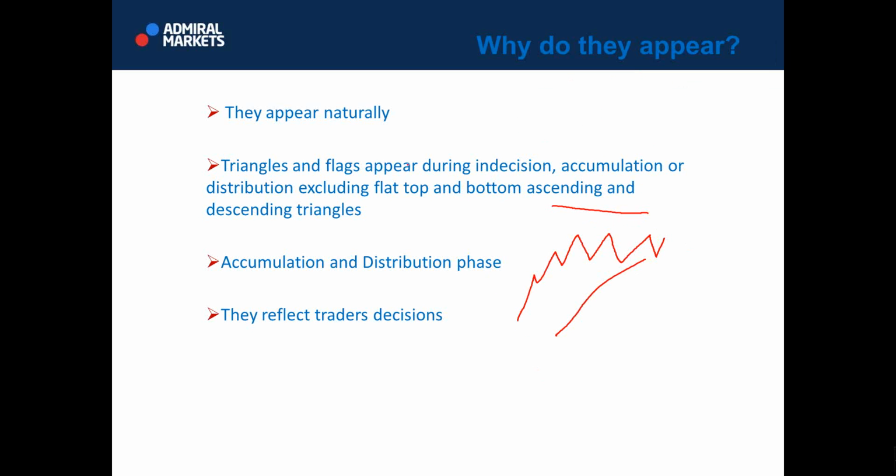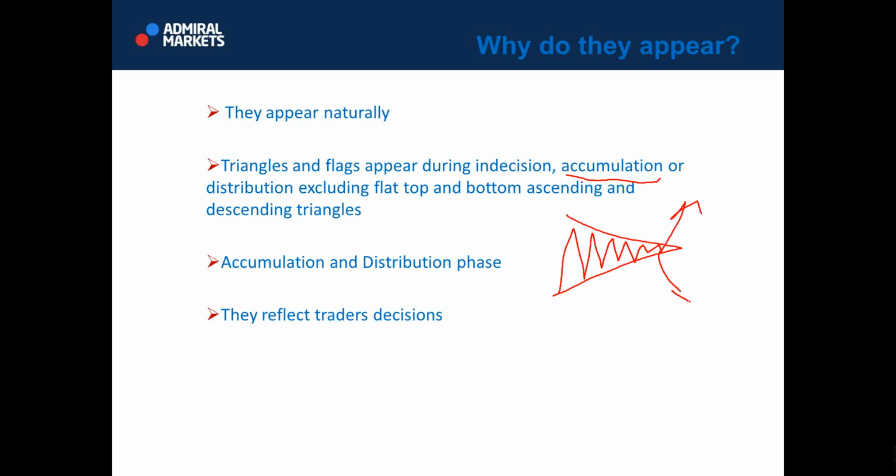I will explain them. Triangles and flags appear during indecision, accumulation, or distribution, excluding flat top and bottom ascending and descending triangles. So this is a triangle. You probably know that. And when you see price in between those trend lines which mark the lower and the upper border of the triangle, you know that we have accumulation phase. Accumulation phase is the phase when market usually waits for the price to explode in a given direction.